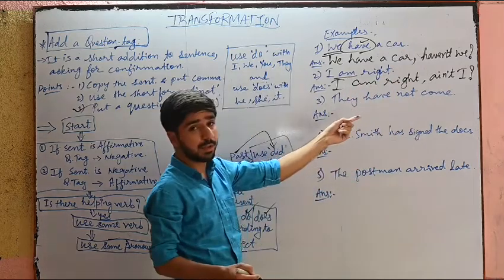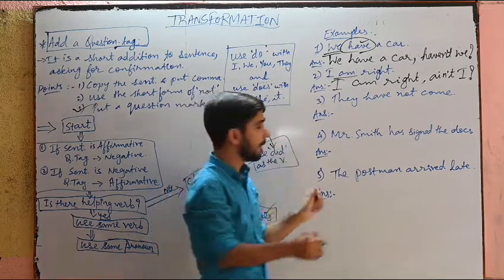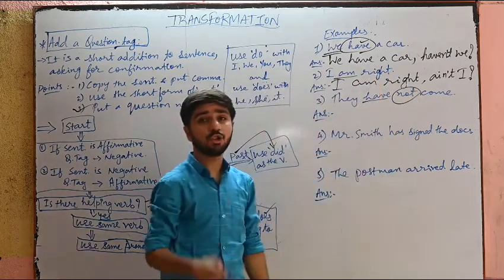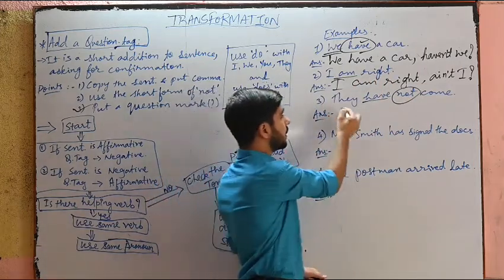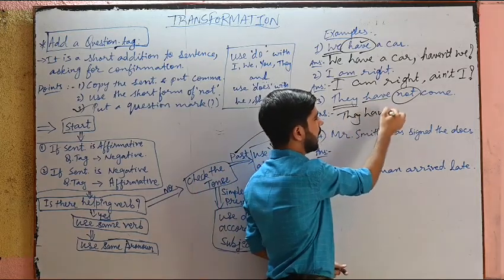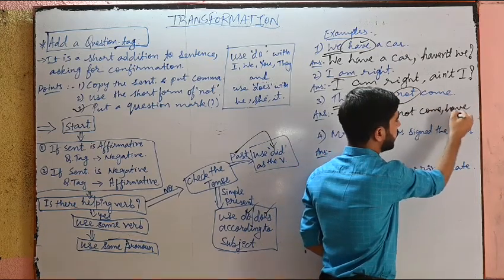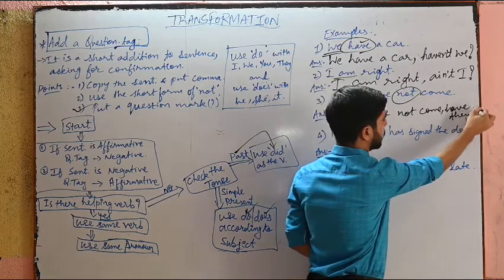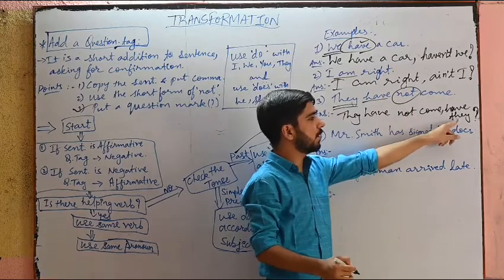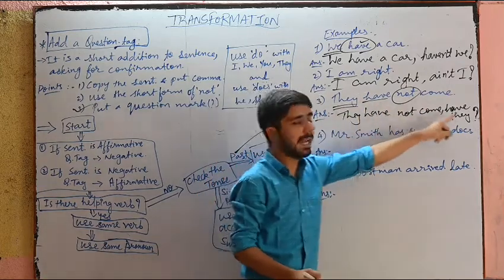Now the third example. See, they have not come. Is there any helping verb? Is there any auxiliary? Yes, have. And also remember one thing, negative word not is there. So you have to remove that word. And pronoun is given they. So copy the sentence, they have not come. Have they? See, I have removed negative word in the answer. I have removed this in the question tag. And I have used the same pronoun and the same helping verb.